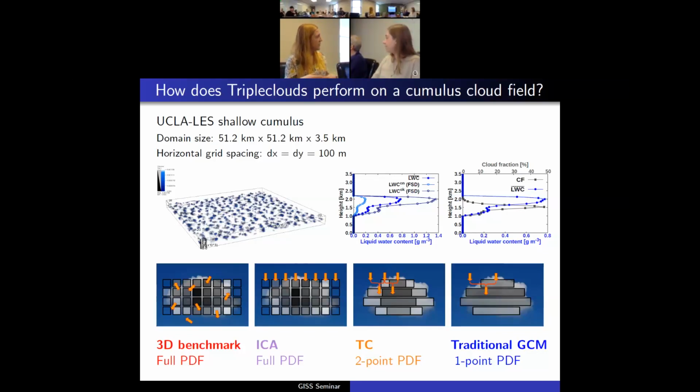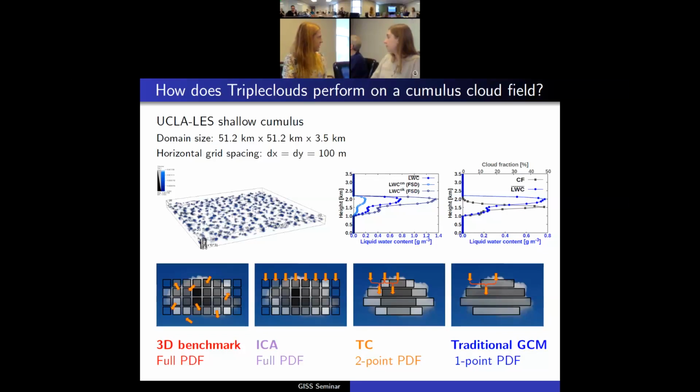And then to put this Tripleclouds experiment into a broader context, I performed 2 additional calculations. One was the traditional GCM experiment on homogeneous layers of partial cloudiness. We wouldn't want Tripleclouds to get worse than that, right? Then I also performed this full ICA experiment on the original LES cloud field, retaining the full cloud geometry, the full PDF, probability density function, of liquid water content.